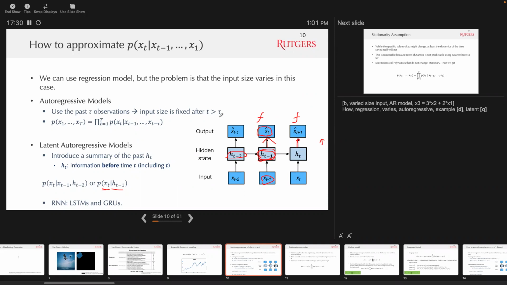So this is a very high-level and brief idea of latent autoregressive models. We're going to go into much more detail and concrete operations in recurrent neural networks later. But for now, you only need to get familiar with this high-level idea of introducing a latent variable, h of t, to denote the summary of the past. So this is a history or hidden state. Any questions so far?